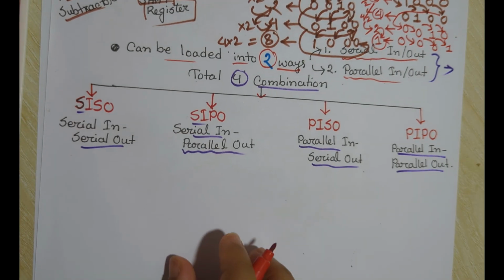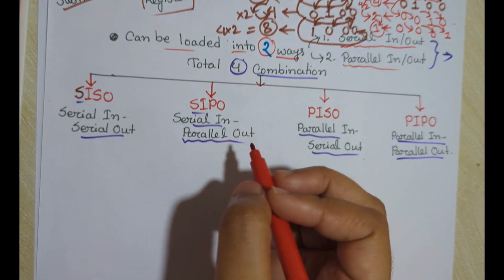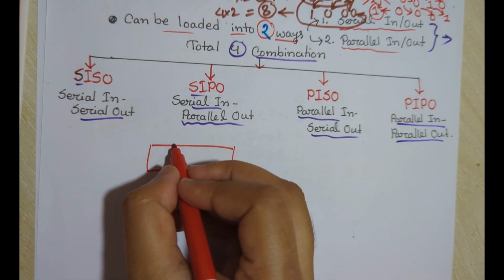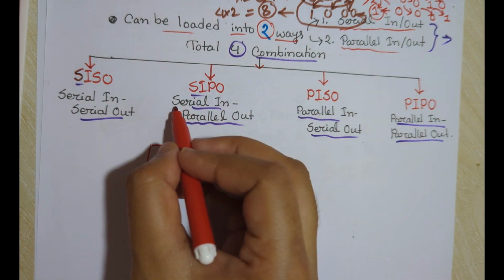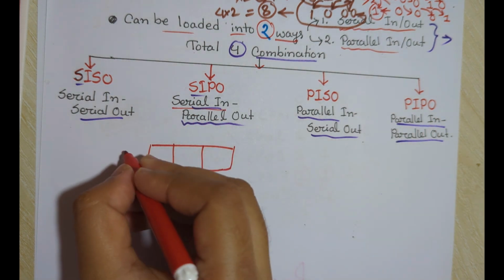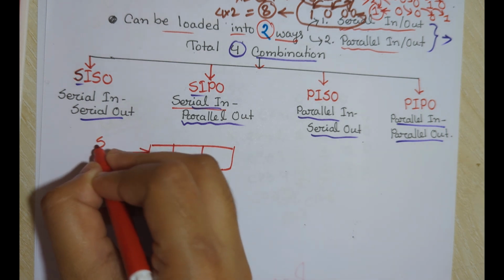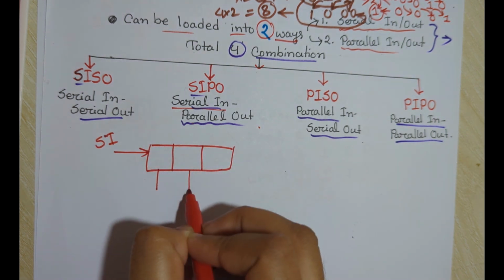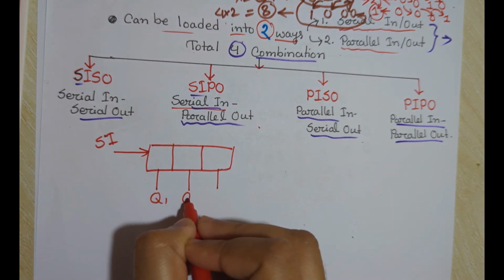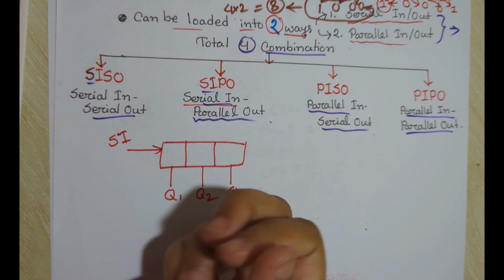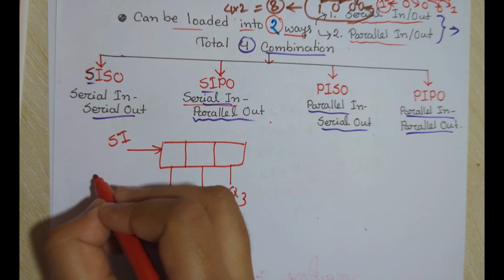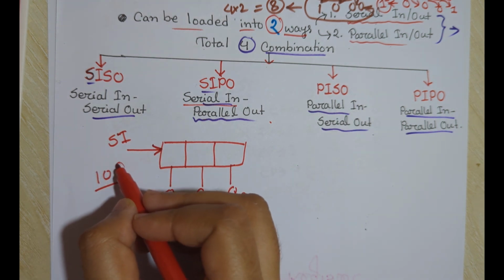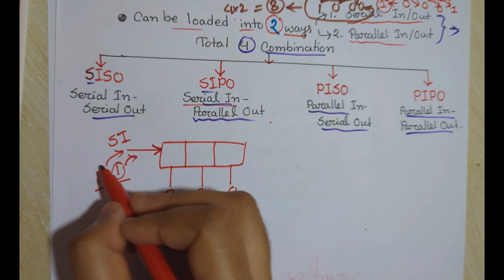So now let's see how the serial input and parallel output shift register works. Let's draw the block diagram of this. Suppose we have a 3-bit register, and as it is serial input, here there is only one single serial input, and as it is parallel output, we will get the parallel outputs Q1, Q2 and Q3. So if we give the binary input as 101, but as it is serial input, we will give the input as first 1, then 0, then 1.